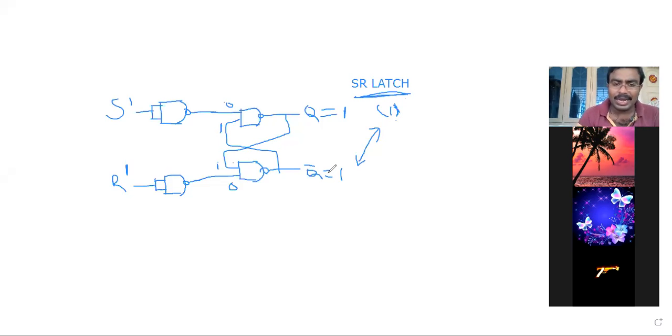What is the value of Q bar you got now? 1. Guys, is it possible to get the same value for Q and Q bar? No, sir. If Q is 1, the Q bar must be 0, and if Q bar is 1, Q must be 0. These two must be complements or inversions of each other. But in this case, I'm getting Q equal to 1 and Q bar equal to 1.